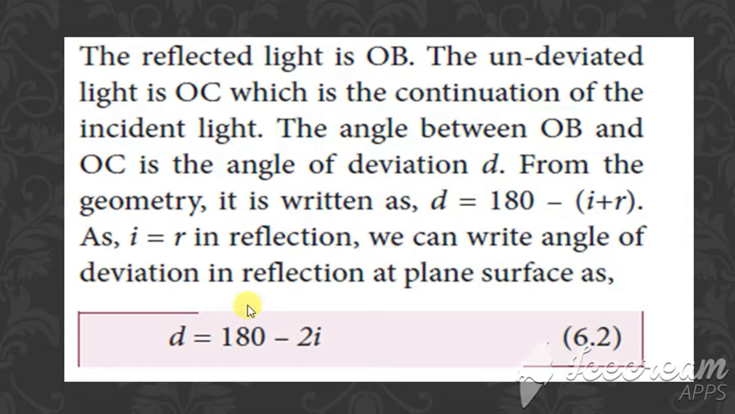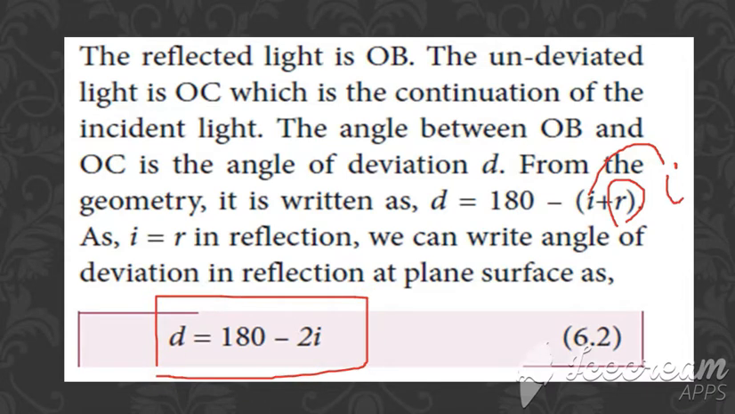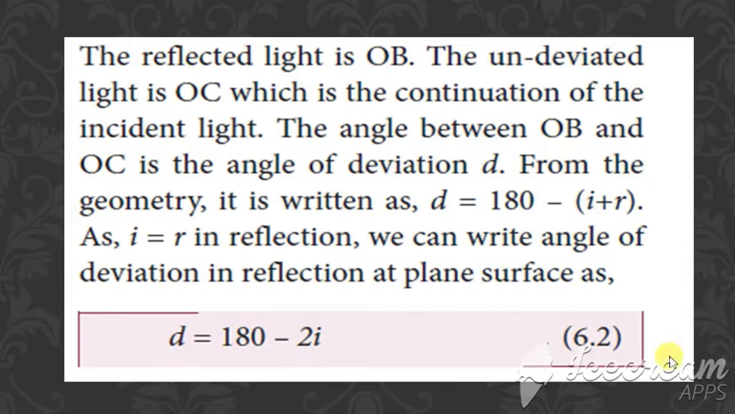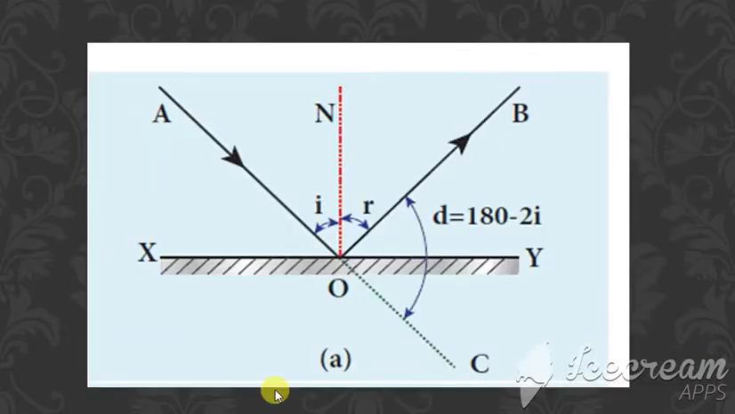Clear? From the laws of reflection, we know that I is equal to R, is it not? So instead of R, we can write I. So I plus I, we get 2I. So we are getting D equal to 180 minus 2I. This is the equation for D, which is the angle of deviation. Here we have the diagram which represents this.